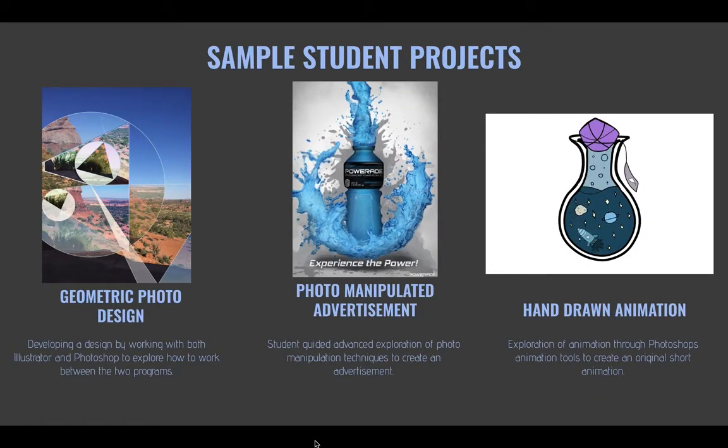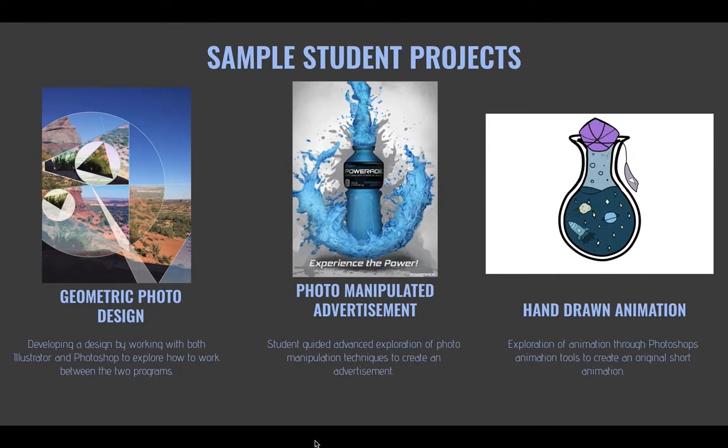Our next few assignments are going to bridge us back towards using Photoshop. So that first slide there was Illustrator. Our first one here is the geometric photo design. This is what I like to call the bridge project, where students are going to develop the shape design in Illustrator, but then bring it to Photoshop onto the photograph and fragment the photo of their choosing apart to create a new interesting design.